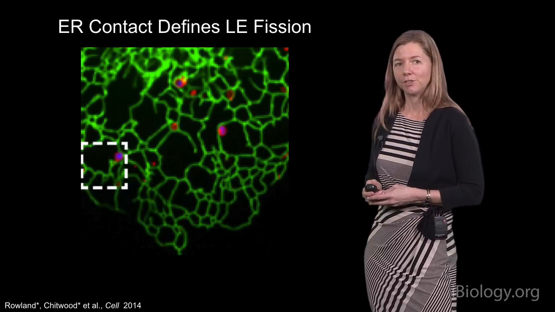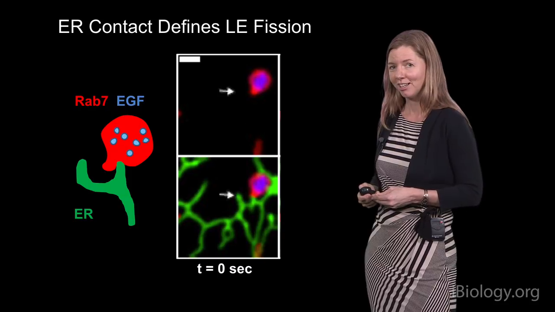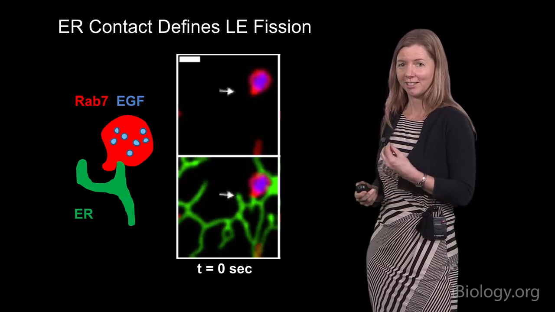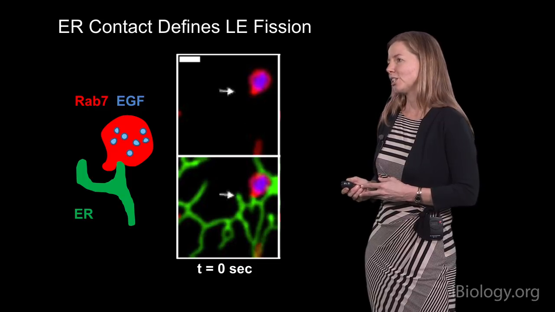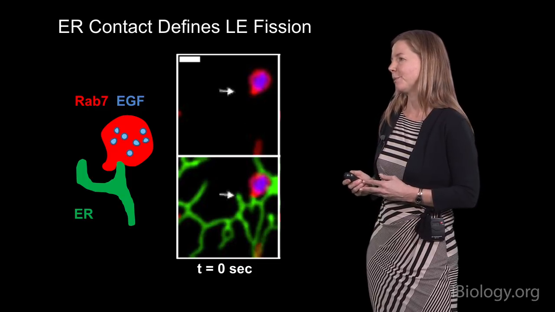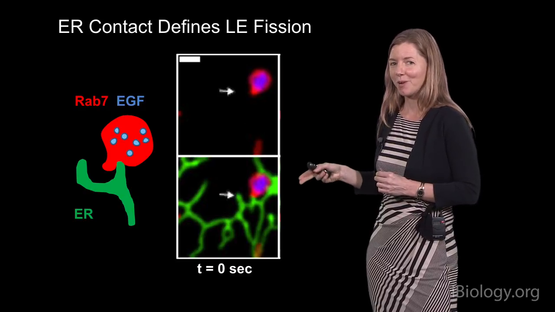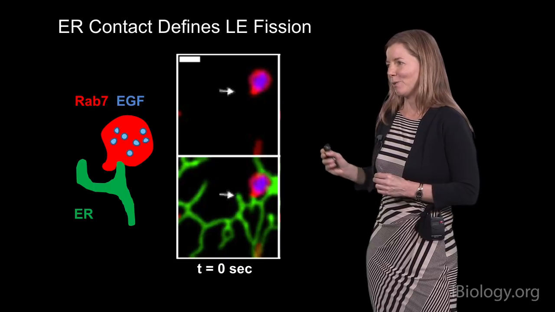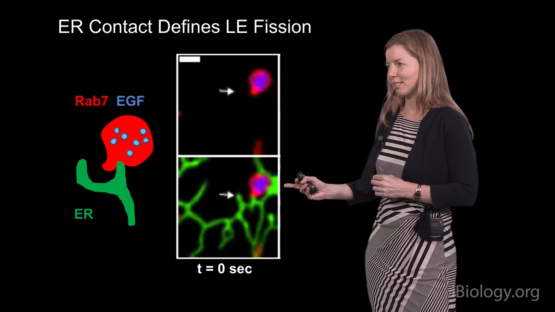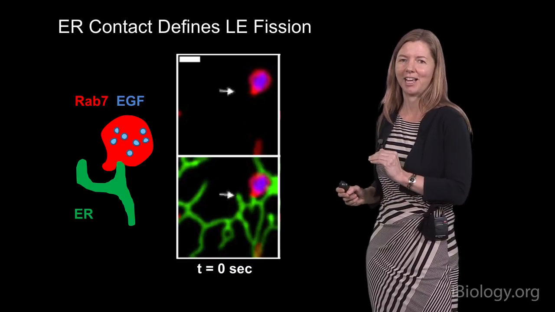I'll zoom in on an individual event here so that you can see what happens as it buds and then recruits the ER and then as it undergoes a fission reaction. In this reaction, up on top, there's an endosome labeled with red. It's just starting to form a little red bud. On the bottom, you can see the overlay with the green ER. And what you see is that at first, there's just a single ER tube down there contacting that bud as it's just kind of growing out.